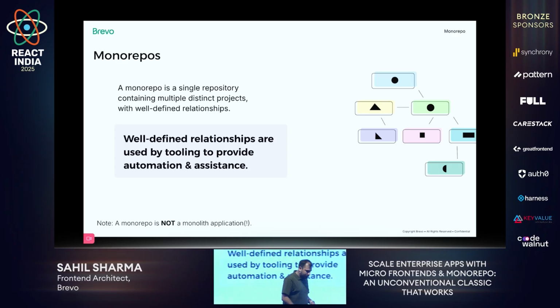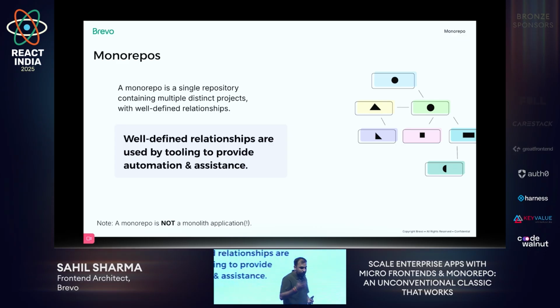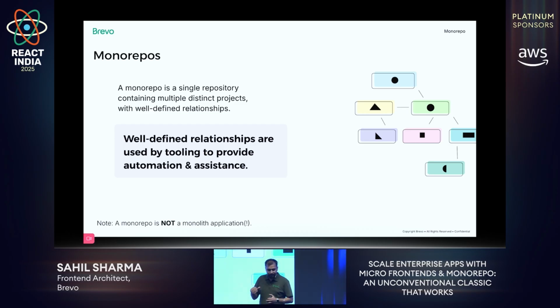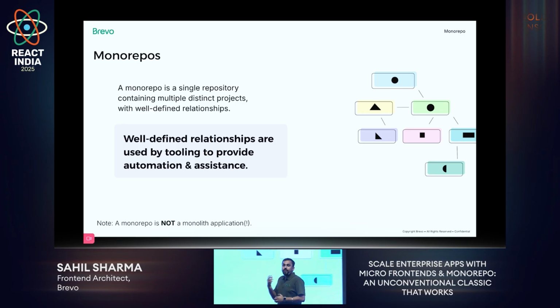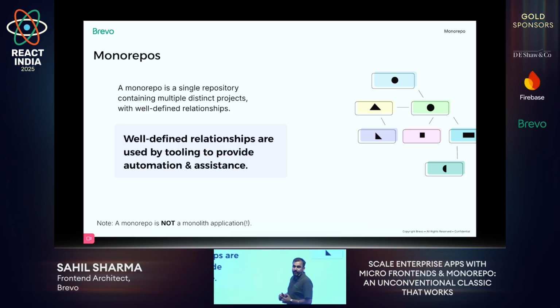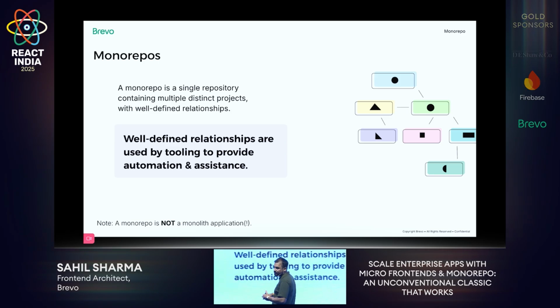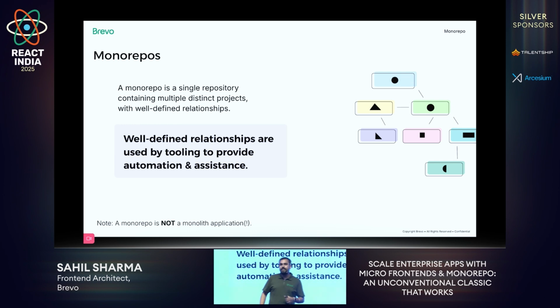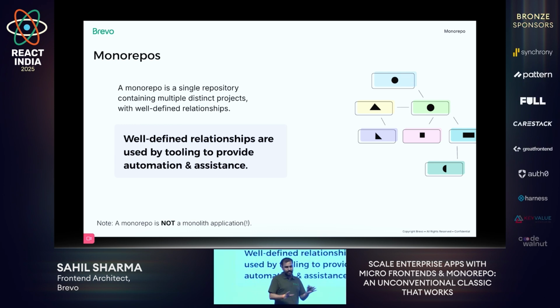So what are the solutions? I want to control my front-end organization repos from one place. How we can do that: we looked into the community, and we came across monorepos. A monorepo is, first of all, a single repository. It's a single repository which contains multiple distinct applications with well-defined relationships.